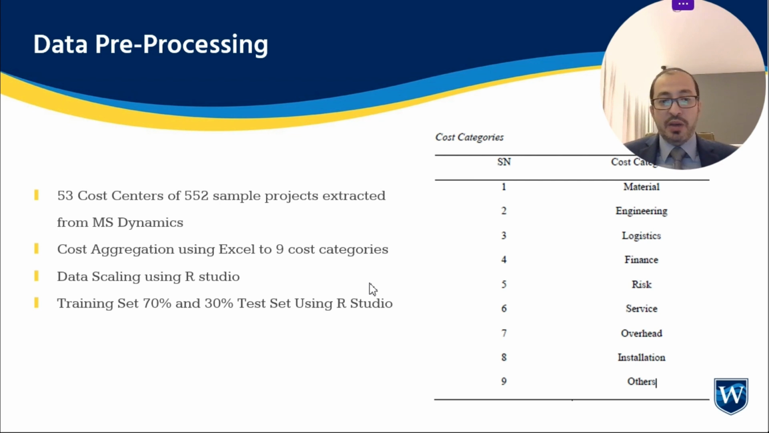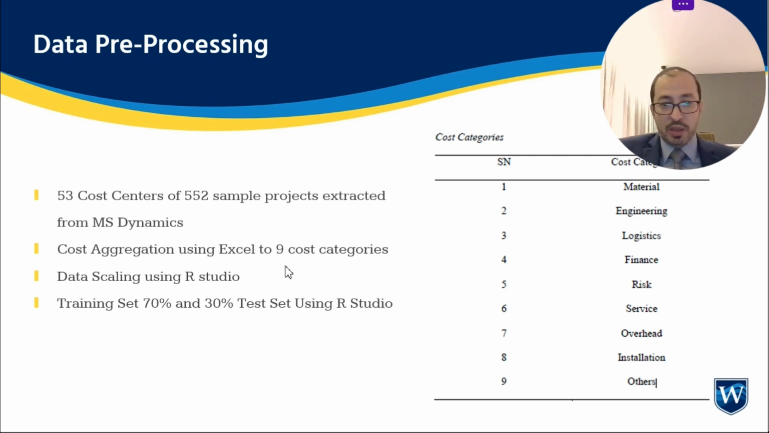For example, I received 53 cost categories. I cannot add 53 independent variables in my model. It will make it too complex. So I aggregated the cost categories into 9 cost categories, including material, engineering, logistics, finance, risk, services, overheads, installations, and others. Then I scaled the data from 0 to 1 using RStudio.